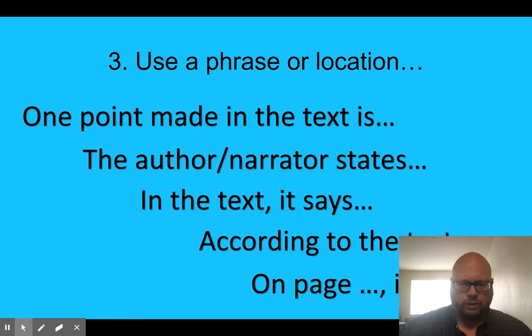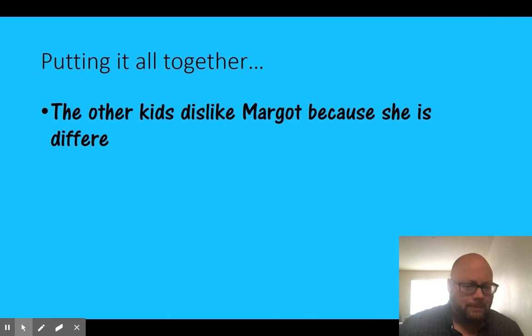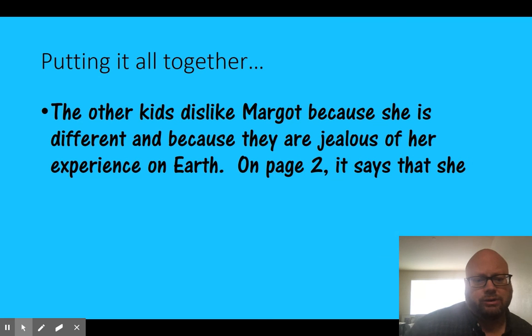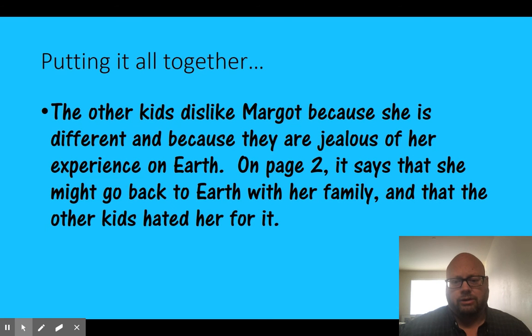So those are different ways to show the reader that, hey, I'm using someone else's text to support what I'm saying, the point I'm trying to make, my claim, if you will. So here's what it looks like putting it all together. The other kids dislike Margot because she is different and because they are jealous of her experience on Earth. On page 2, it says that she might go back to Earth with her family and that the other kids hated her for it.